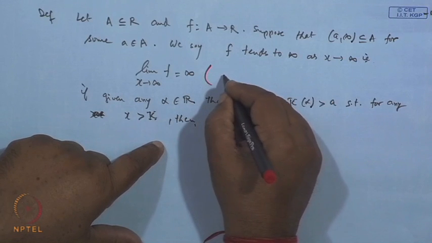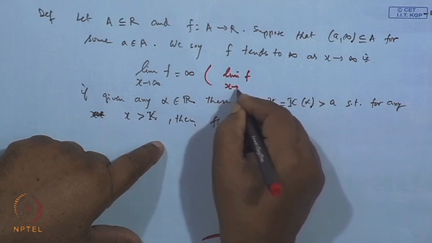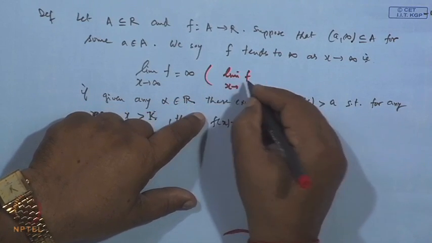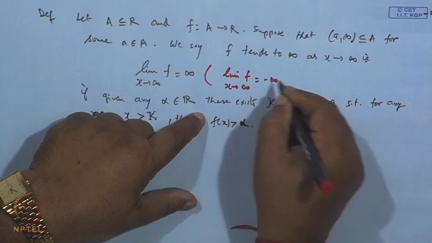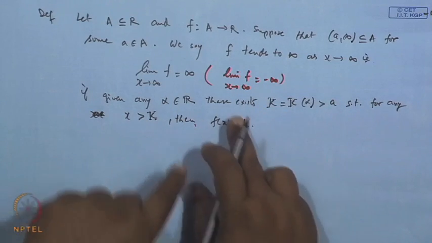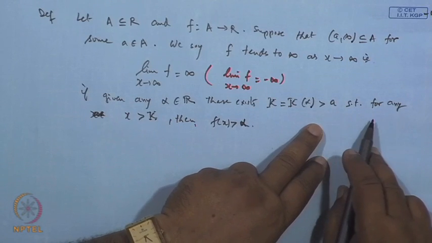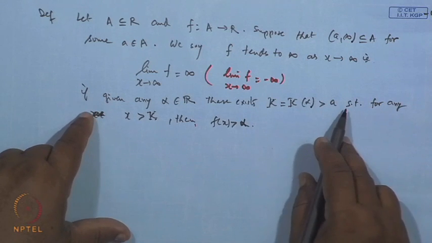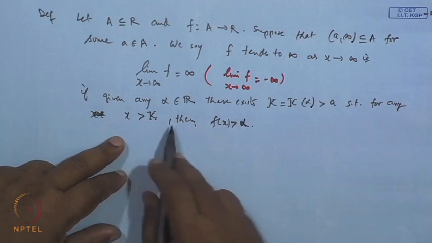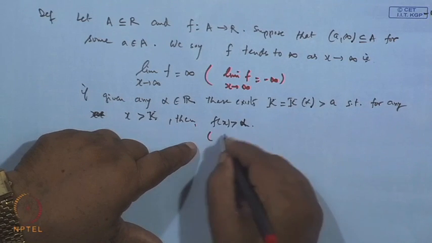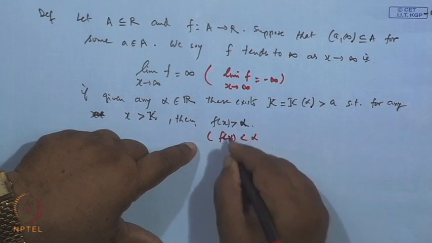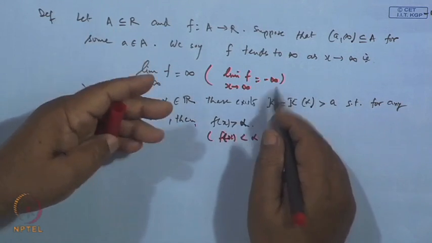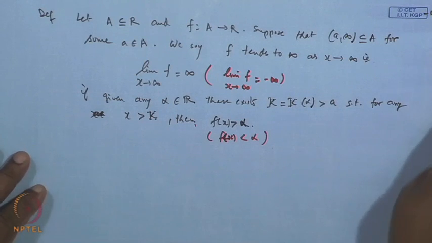Similarly, if we take the limit of f as x tends to infinity to be minus infinity, it means that for any alpha there exists k, which depends on alpha, greater than a, such that for any x greater than k, f of x is strictly less than alpha. So, that will be the criterion when x tends to infinity and f tends to minus infinity.